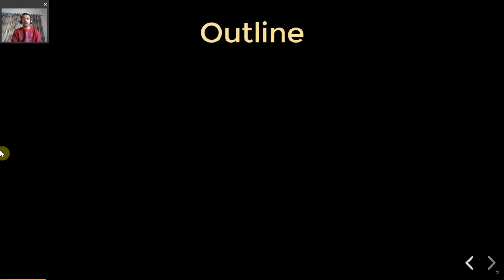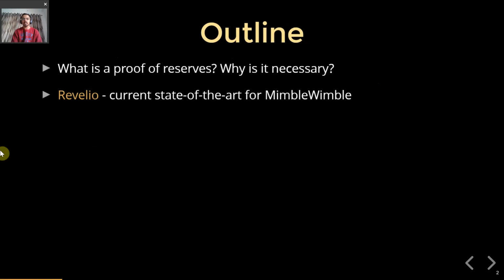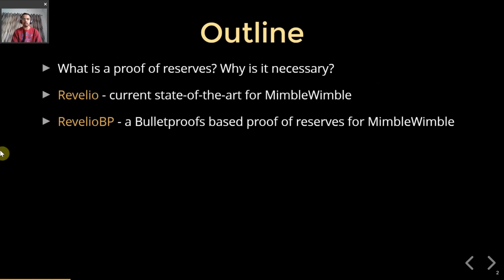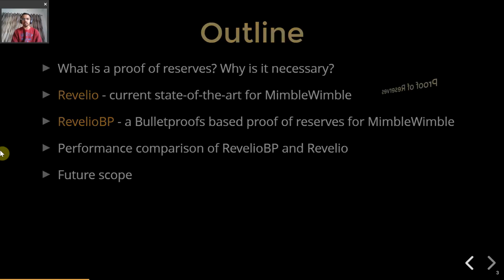Before beginning my talk, I'll give a brief outline. First, we'll talk about what exactly is a proof of reserves and why is it necessary. Then we'll discuss Revelio, which is the current state-of-the-art proof of reserves for MimbleWimble. Then we'll discuss RevelioBP, which we have designed, and it's a bulletproofs-based proof of reserves. Then we'll compare the performance of the two, and finally we'll give a couple of directions for future research.